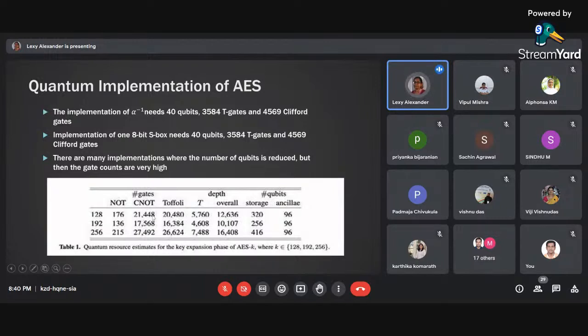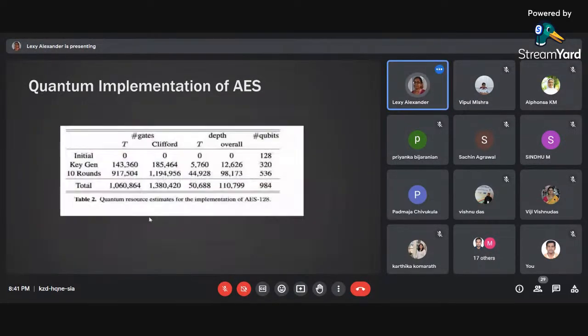So for AES-128, there are 176 NOT gates, 21,448 CNOT gates, 20,480 Toffoli gates, and this is the T gate count, the T depth, and the overall T depth is 12,636. For the number of qubits, for storage they need 320. Ancilla means the extra qubits required for storing intermediate inputs and outputs. That is 96. So you can see there are a lot of gates and the circuit is very complicated. So the key size also increases, and this is the full quantum resource estimation of the implementation of AES-128.